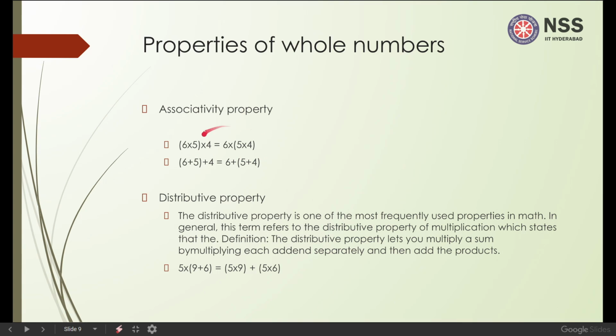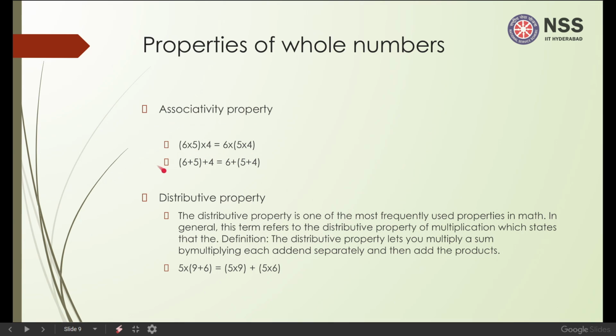Similarly, if we change the brackets, if 5 multiplied by 4 is inside the brackets and then we multiply by 6, therefore 5 multiplied by 4 is 20, and then 20 multiplied by 6 is 120. This is called associative property. The answer did not change by changing the position of brackets.